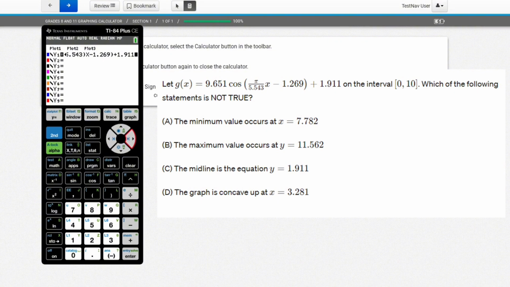Let's find out why. The graph is concave up at x equals 3.281. So let's go back to our graph.